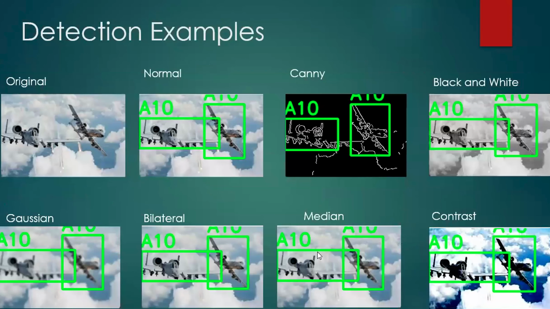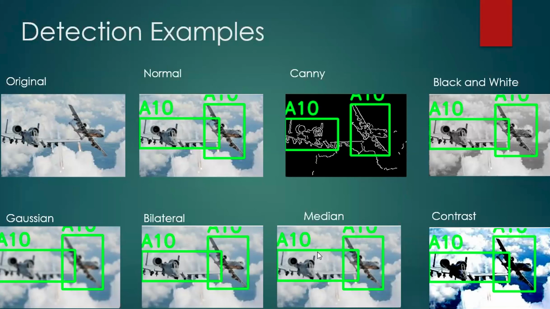Here are some detection examples and what it looks like when the models are actually running detection. Once again, left to right, up and down, we have original, normal, canny, black and white, and so forth. The idea here is that our normal detection occurred from a normal model, that being that the model was trained only on images that did not have any augmentation applied to them. This model was then used to detect aircraft within a normal photo.